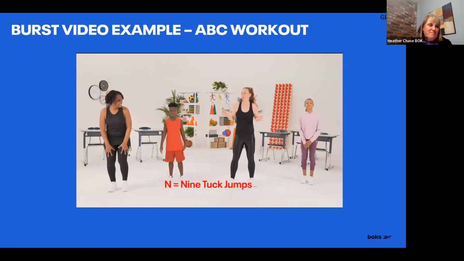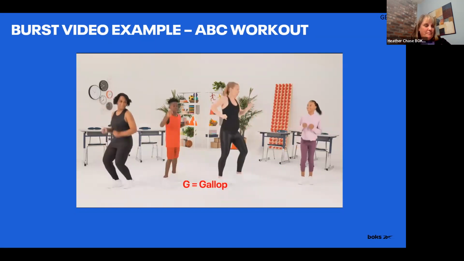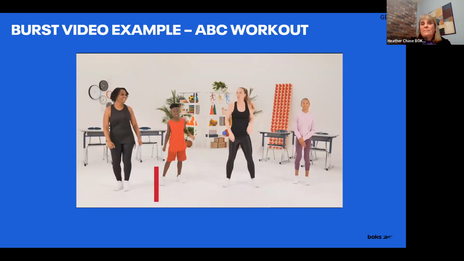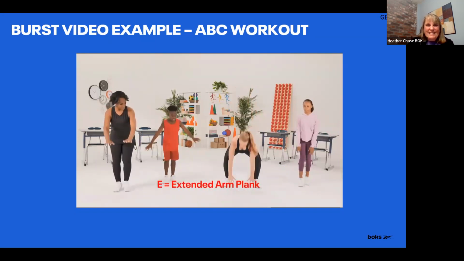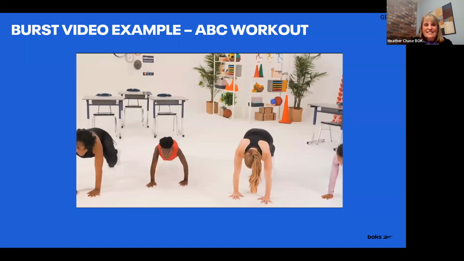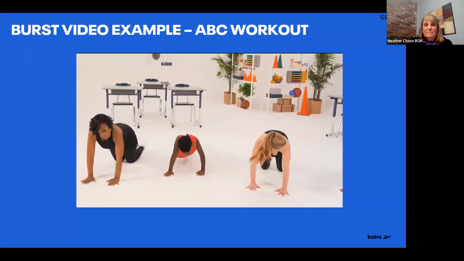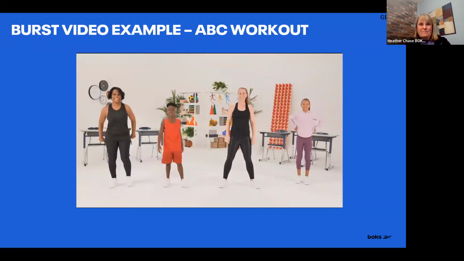All right, then G for gallop. So we're gonna gallop for 5 seconds, like we're on a horse. Well, we are a horse. And then we're gonna do extended arm plank for E. So we're gonna come down, and you can do this up on your toes or down on your knees. All right, are we ready to go? Everybody up. Are you ready to go? Are you ready? Let's do this.